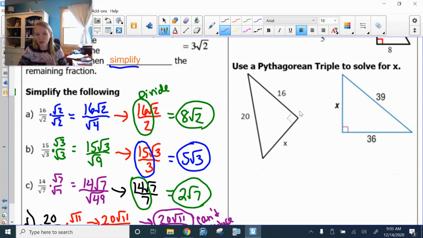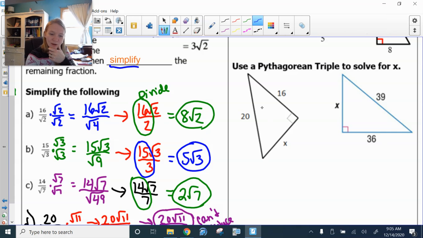So here it says use a Pythagorean triple to solve for x. You can use a triple or you can just use your Pythagorean theorem. So I'm looking at it going, okay, is there anything that 20 and 16 have in common? Anything that they both could have been multiplied by? So 20 and 16, they're both multiples of 4. So I know that 5 times 4 makes 20. I know that 4 times 4 makes 16. So this must be a 3, 4, 5 triangle, because I already have the 4 and the 5. Which means that x must be just 3 times 4, so x must be 12.